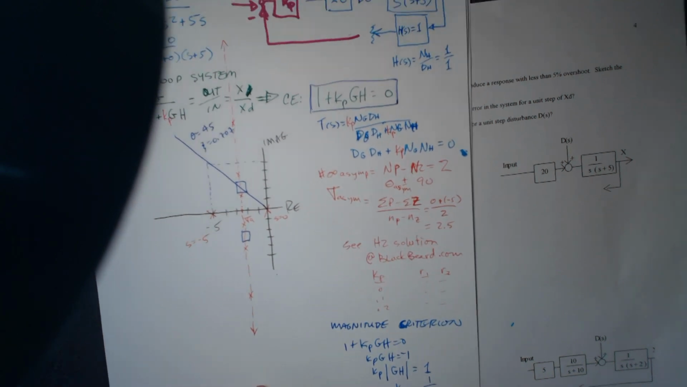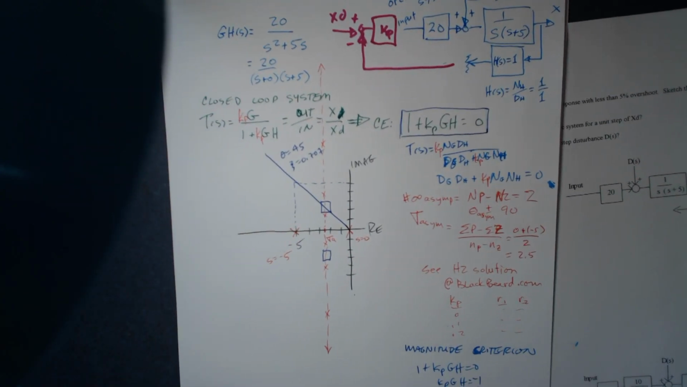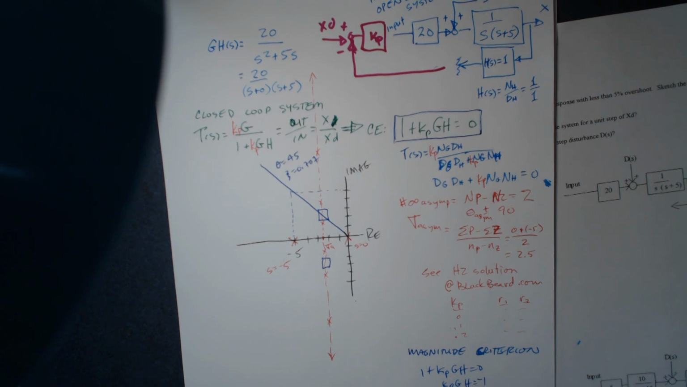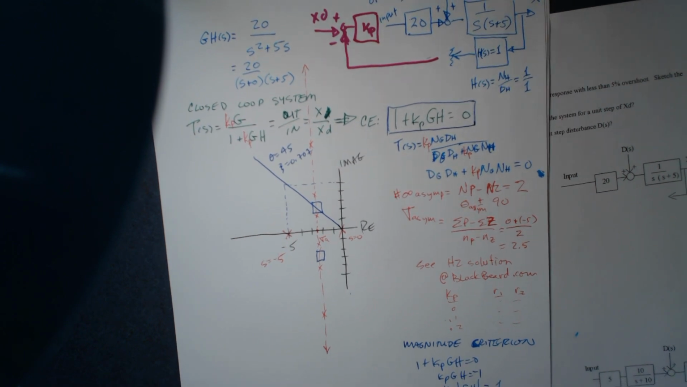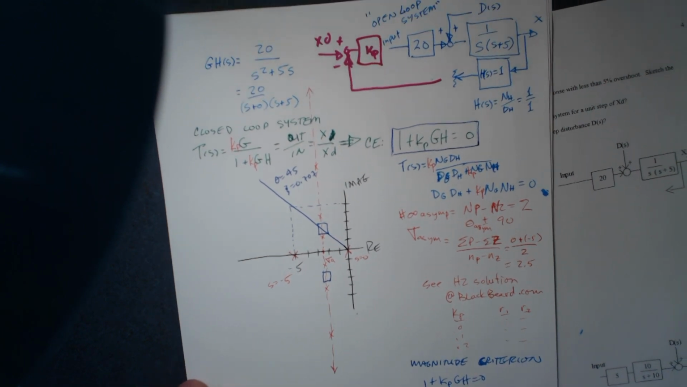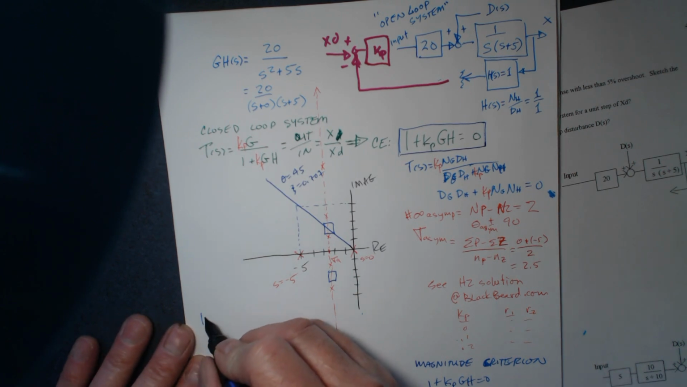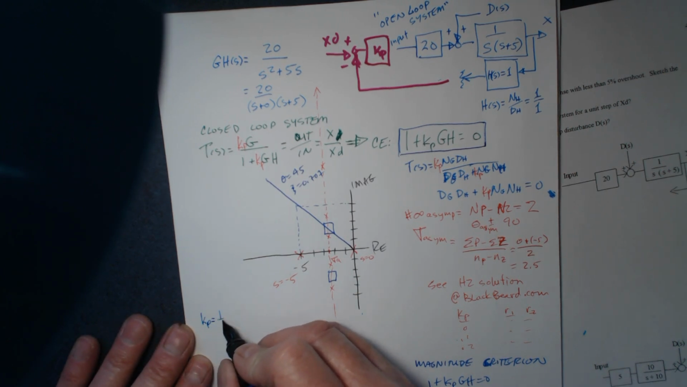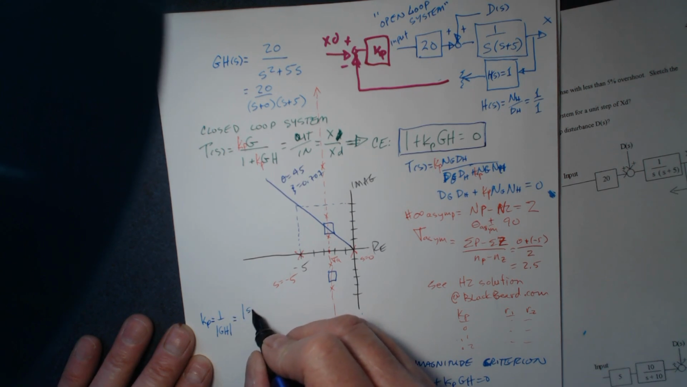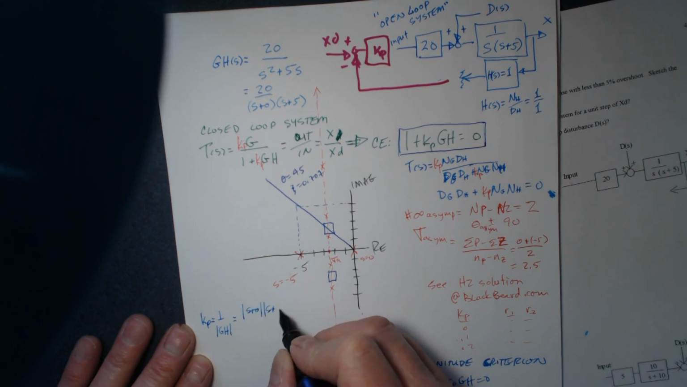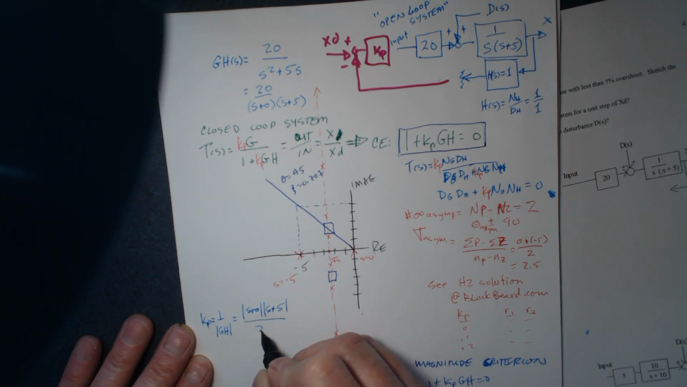I can't believe I've messed this up in this particular case. Okay, I'm going to do this over here where you can see it. Kp equals 1 over GH, equals the magnitude of s plus 0, the magnitude of s plus 5, divided by 20.